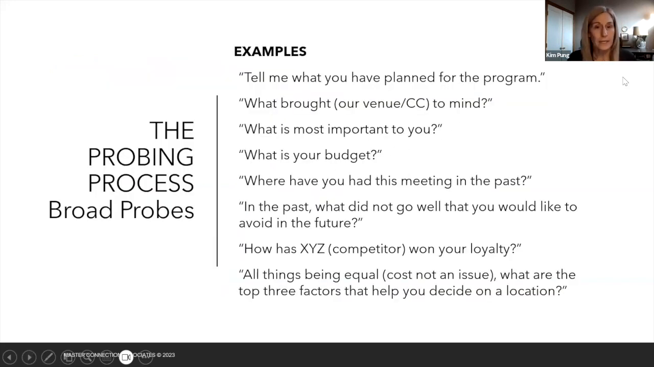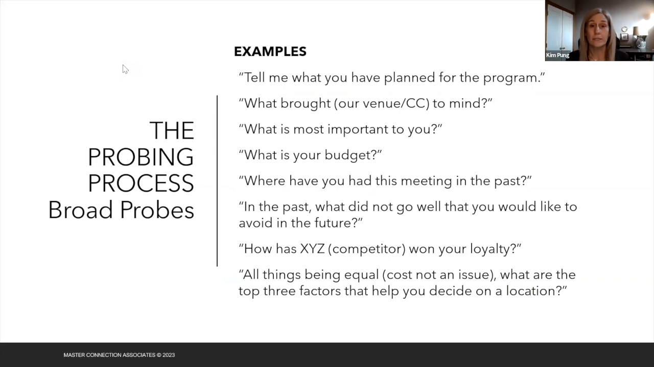So for example, it is, tell me what you have planned for the program, or what brought our hotel, our conference center, our venue to mind. What is most important to you when you're planning this particular meeting or event? What is your budget? Where have you had this meeting in the past?